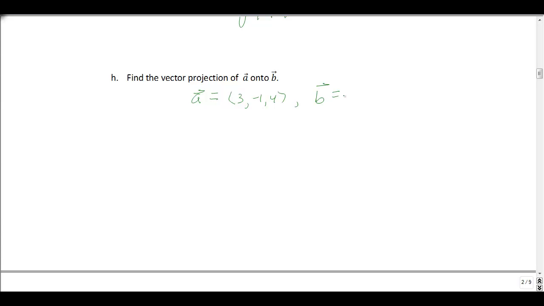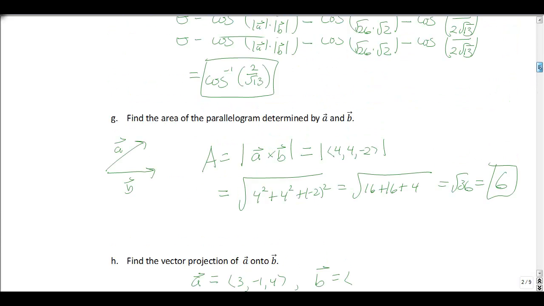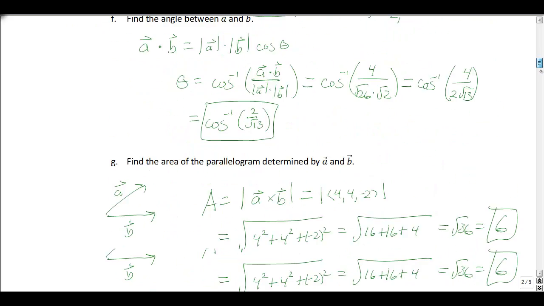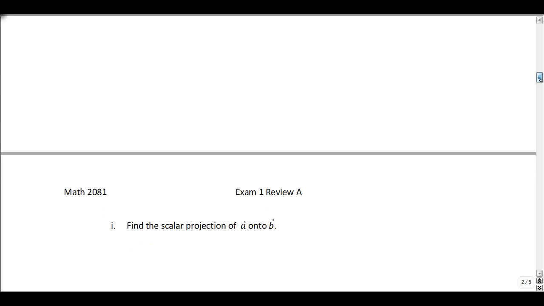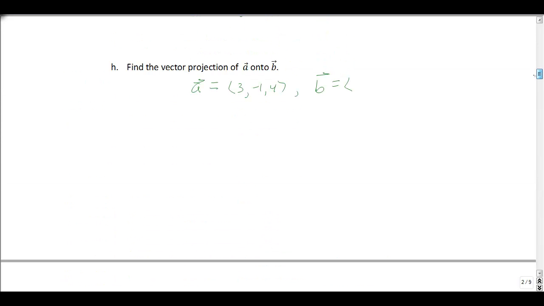B, our vector, I believe it was 1, -1, 0. I want to just check that. Yep, we've got a 1, -1, 0. Whoops, not where it was. -1, -1, 0 for B. And we do this projection here of A onto B.